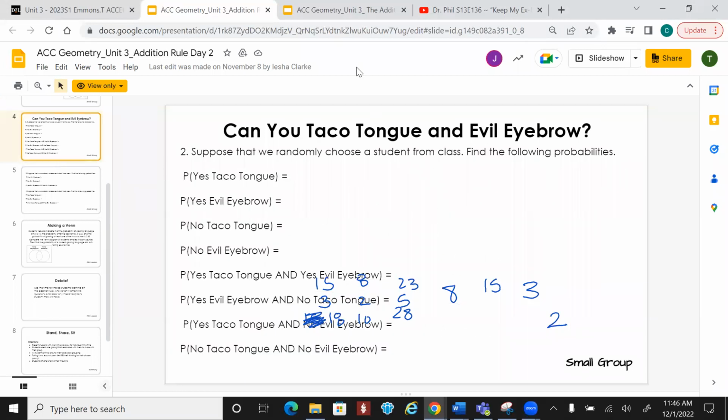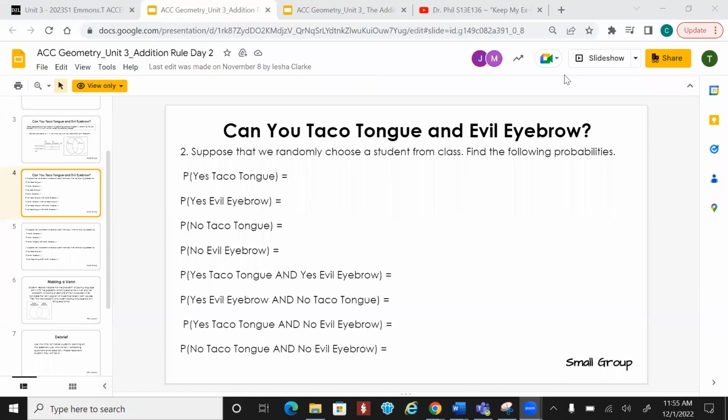Okay, so what I'd like for you to do is, what'd you get for yes, taco tongue? 82%. All right, what about evil eyebrow? Okay, what about no taco tongue, no evil eyebrow? Okay. And then yes, taco tongue, and yes, evil eyebrow. Okay. Yes, evil eyebrow, and no taco tongue. I got 10-11%. Yes, taco tongue, and no evil eyebrow. Okay. No taco tongue and no evil eyebrow. You're doing great.